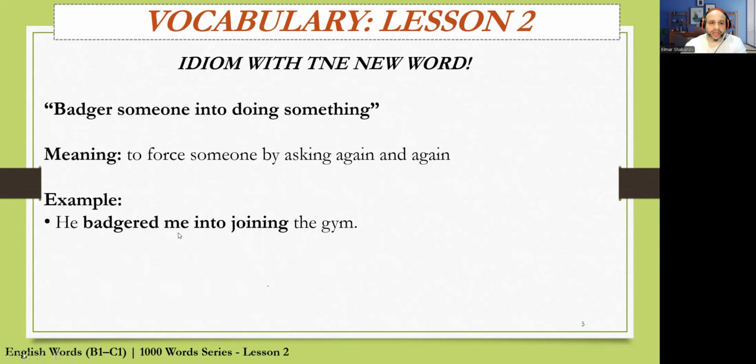Let's look at one idiom with today's new word, badger. Badger someone into doing something. This means force someone by asking again and again. He badgered me into joining the gym. He kept asking me again and again and forced me to join the gym. Okay, so that was the idiom. You can use the idiom in your own sentences as well and write it below in the comments.